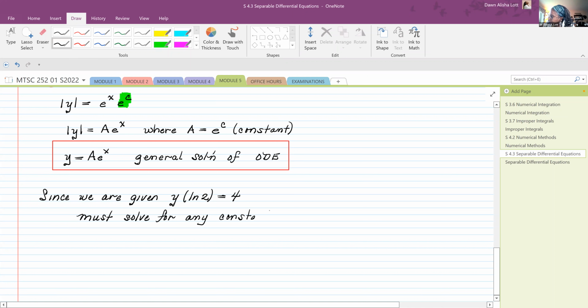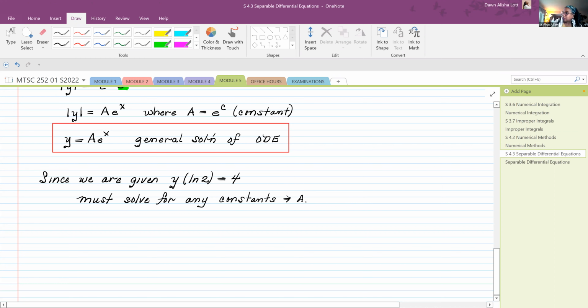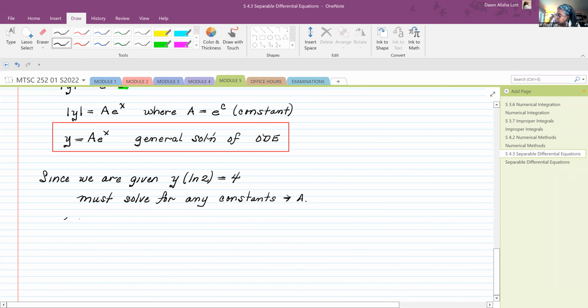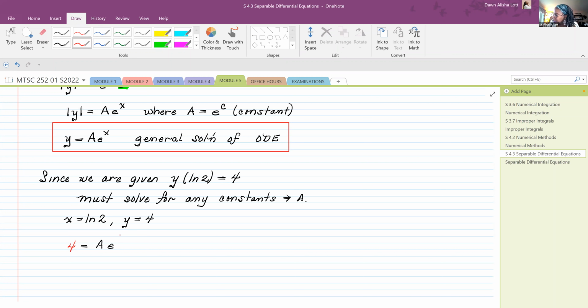And in our case, our constant is a. So now we're going to let x, so here, x is equal to the natural log of 2, and y is equal to 4. So we're going to put 4 in for y. We still have a, and we're going to have e, and we're going to have the natural log of 2. So how do I solve for a?